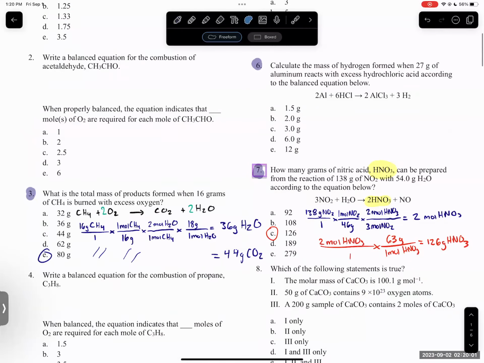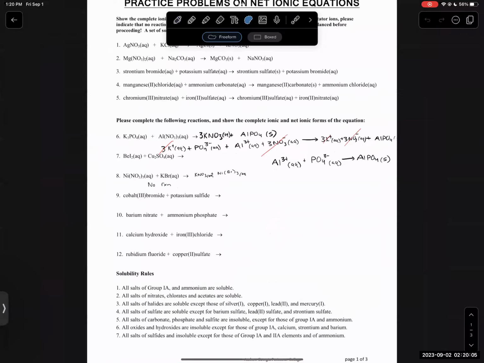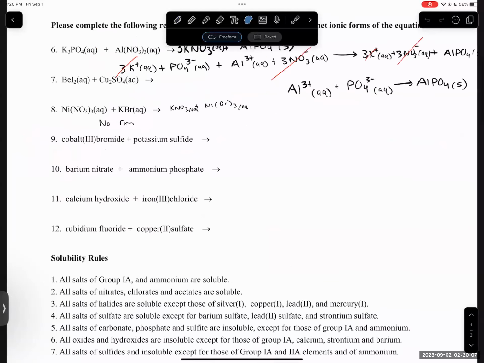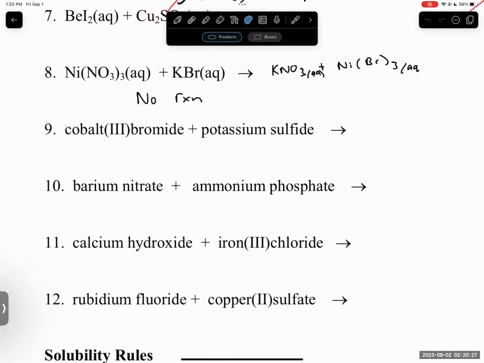All right. Let's do some net ionic equations. Chris, you want to come do? Love me some net ionic equations. Equations that are ionic, got to do the net form of them. All right. So let's start off with this one, number 9.